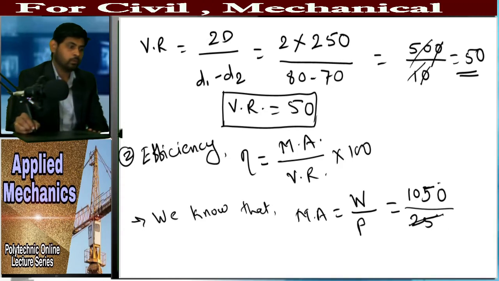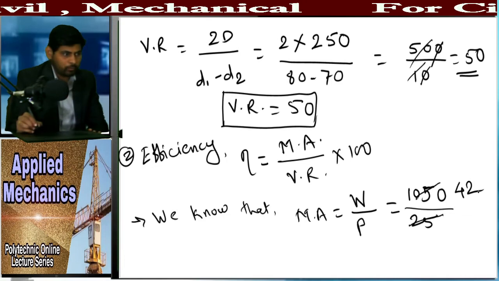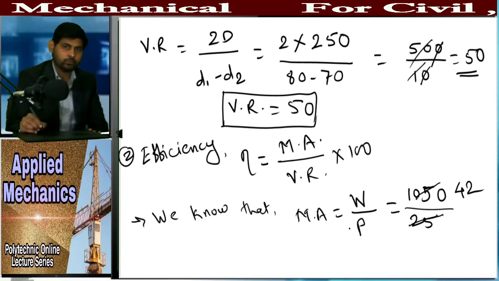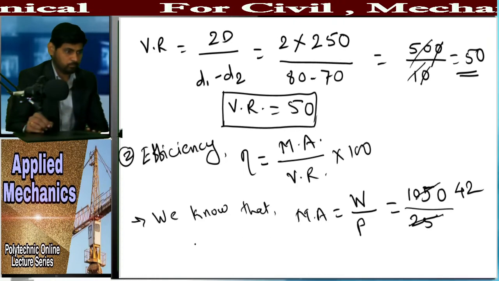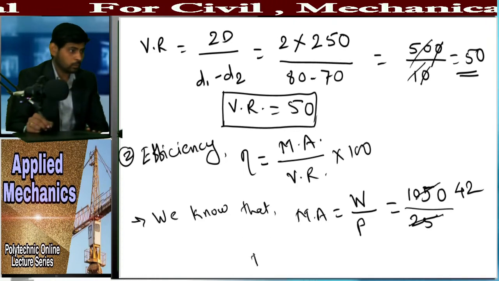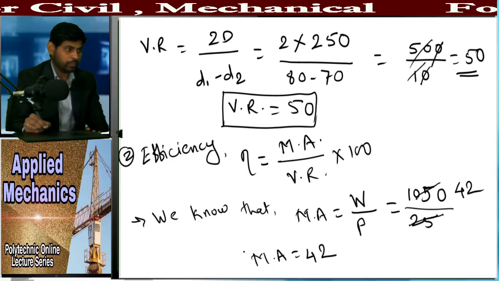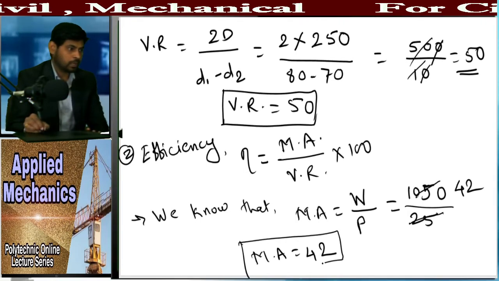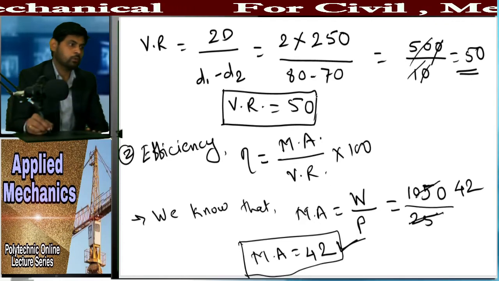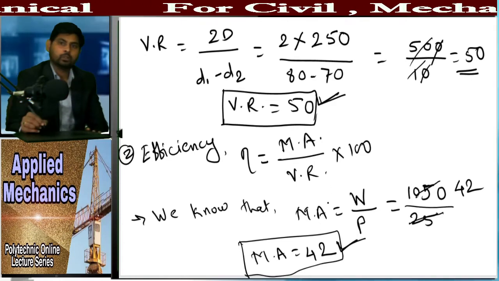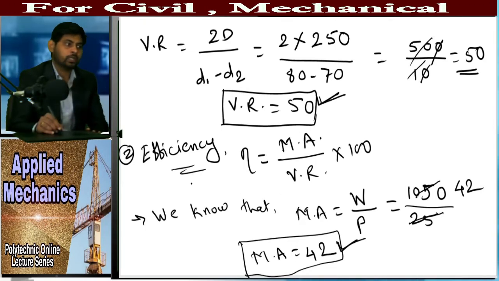25 into 42 is 1050. You have to do this calculation on your calci. Okay, so we get the value of mechanical advantage, that is nothing but 42, right? So now you can see here, we know the value of mechanical advantage and we know the value of velocity ratio. So based on these two values, we can find out the value of efficiency.